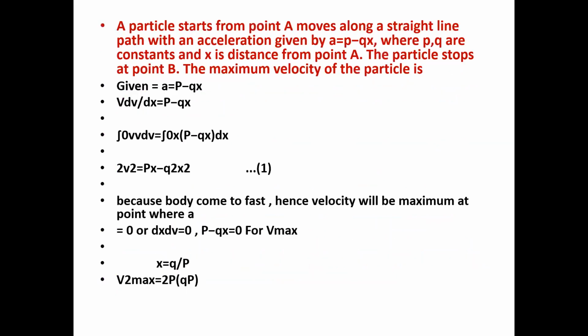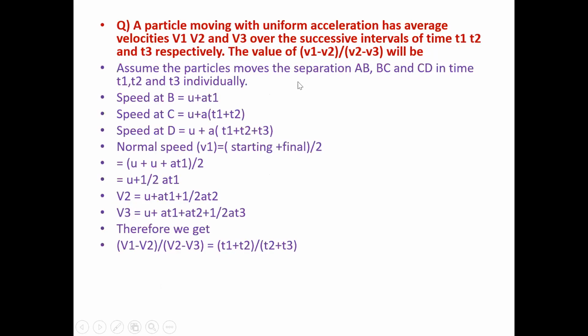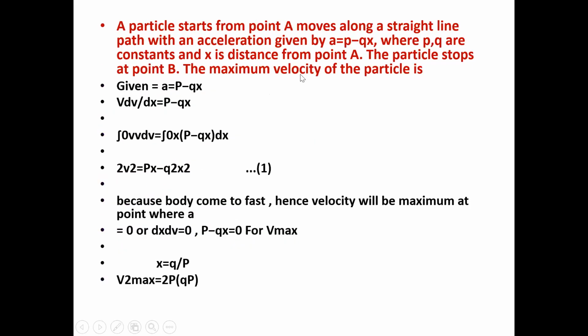Okay, next one. We'll see this. A particle starts from point A, moves along a straight line with the acceleration given by a equals P minus Qx, where P and Q are constants. x is the distance from the point A. The particle stops at point B. Maximum velocity of the particle, same thing. Acceleration, you have to make it 0. That's the idea.